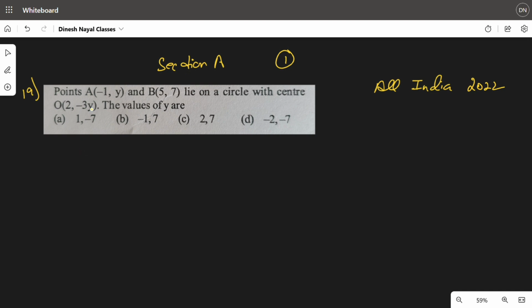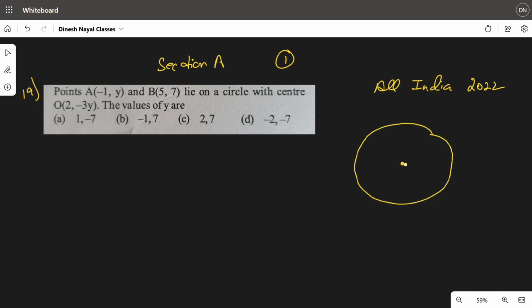Now the points A (minus 1, y) and B (5, 7) lie on a circle with center O (2, minus 3y). The values of y are, so you have to find the values of y. So let's draw the circle first. Now consider this a circle. This is a rough diagram.